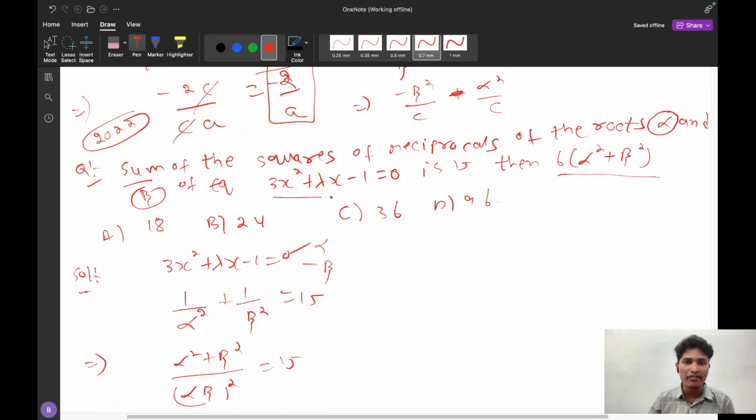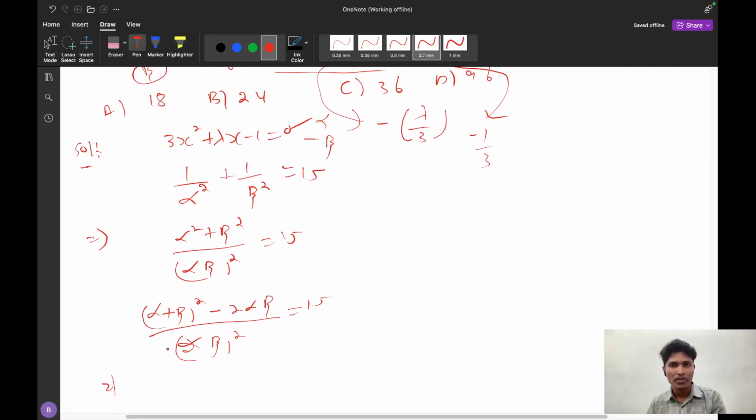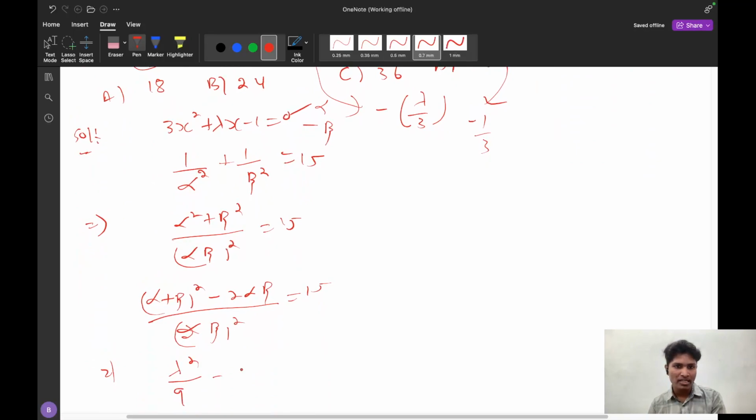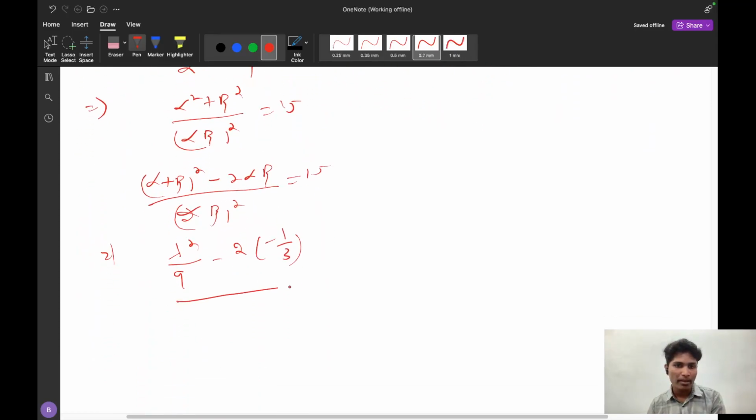Now, what is alpha plus beta? Sum of the roots for this equation. Sum of the roots is minus b by a, which is minus lambda by 3. And what is the product? Product is minus 1 by 3. So these two values I have to substitute here. What I can get? Lambda square divided by 9 minus 2 into minus 1 by 3, divided by (alpha beta) whole square, which is minus 1 by 3 whole square, is 1 by 9, is equal to 15.